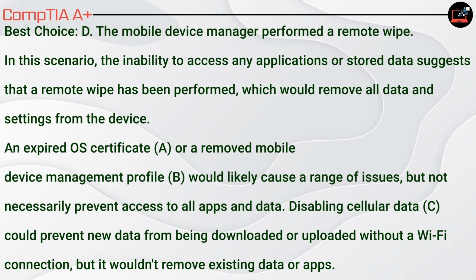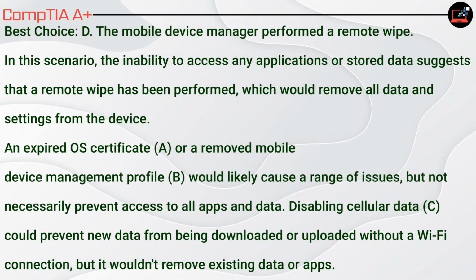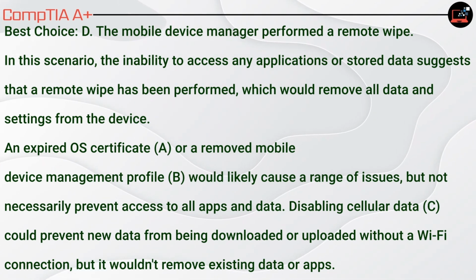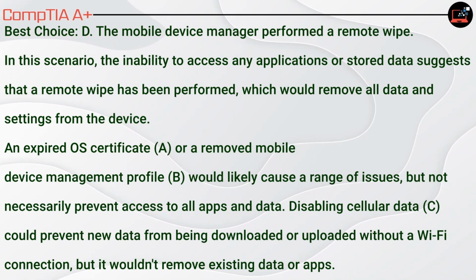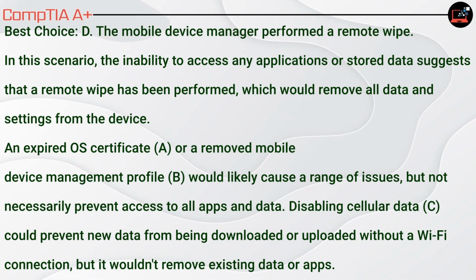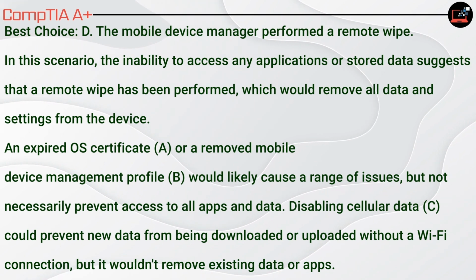An expired OS certificate, A, or a removed mobile device management profile, B, would likely cause a range of issues, but not necessarily prevent access to all apps and data. Disabling cellular data, C, could prevent new data from being downloaded or uploaded without a Wi-Fi connection, but it wouldn't remove existing data or apps.